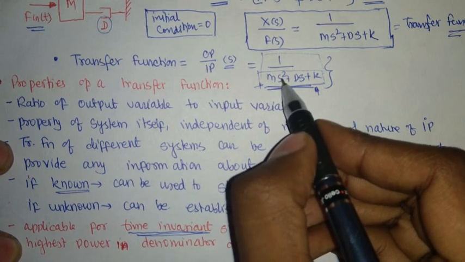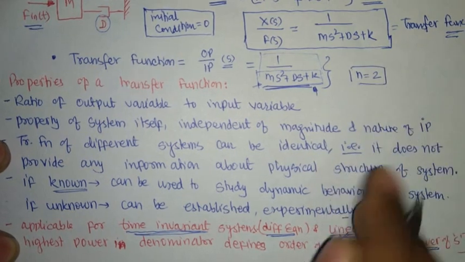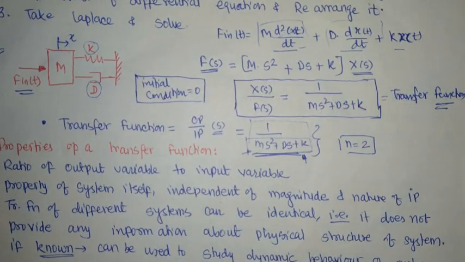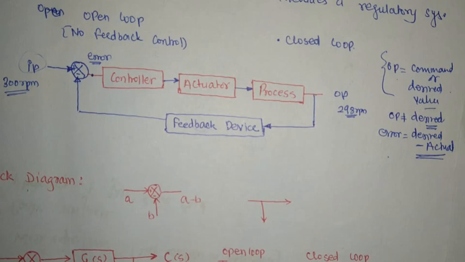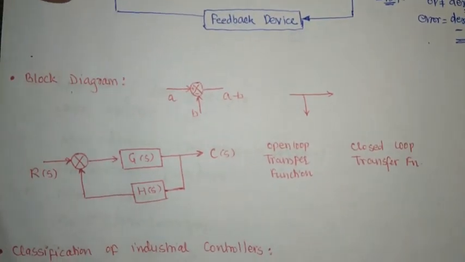S square is there, which means the order of the system is 2. We have already established that here also. I already told you here, right? The order of the system is 2. Now these are some basic properties of any transfer function that we have. Now we use these transfer functions to make the block diagrams, or we use the block diagrams to calculate the transfer function. It's vice versa.